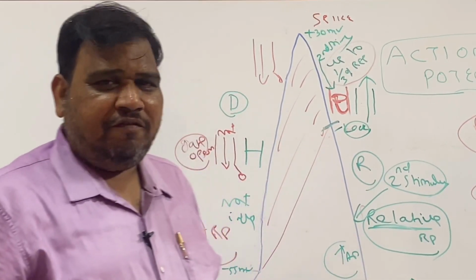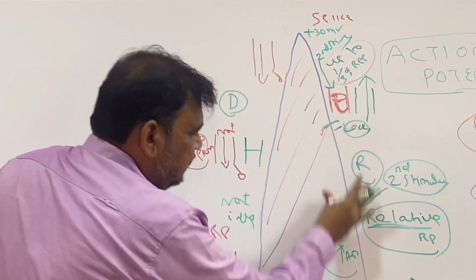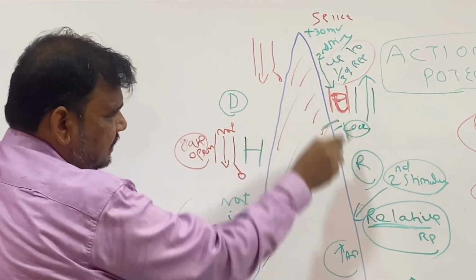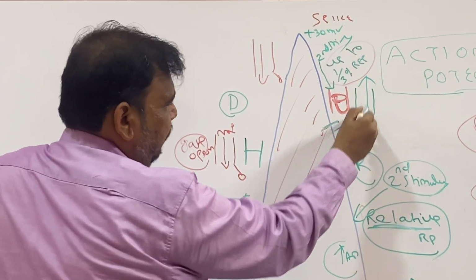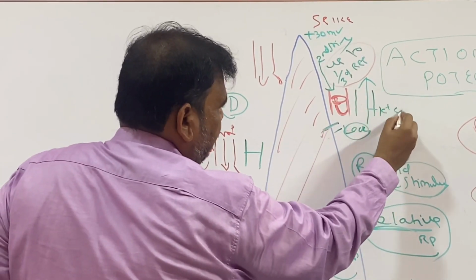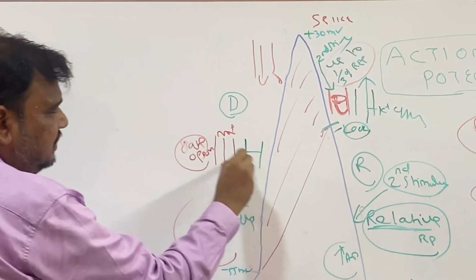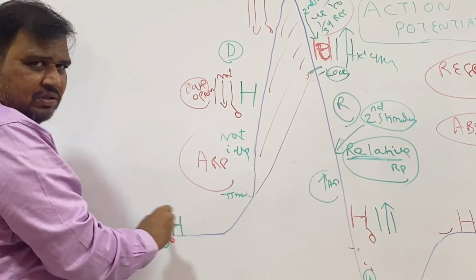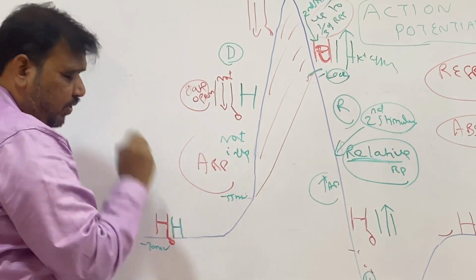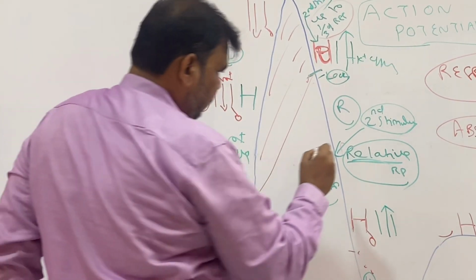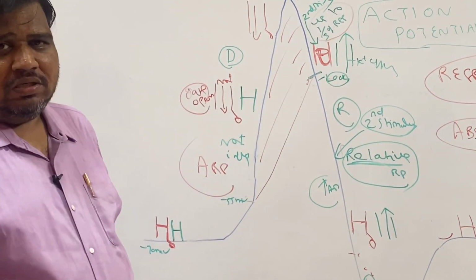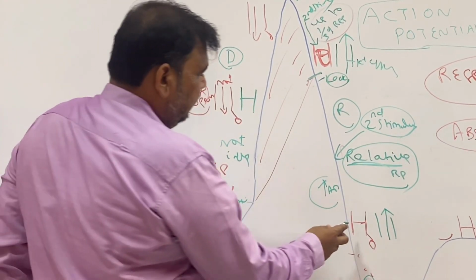Now coming to the relative refractive period. Why do I call this the relative refractive period? Now what happens as the potassium efflux starts here? See, during the depolarization phase, the potassium gate is closed. Here also, at the RMP, the starting of the action potential curve, the potassium gate is closed. Now coming to the 2/3 of the repolarization phase, what happens? You see here.